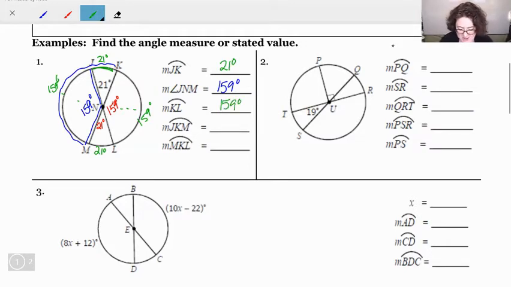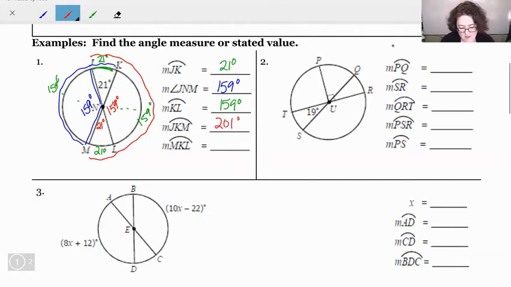Arc JKM. So that's going even further around. So J to K all the way through to M. We'll just add the pieces together. We pass through a 21, a 159, and another 21. So add those together, and we get 201.